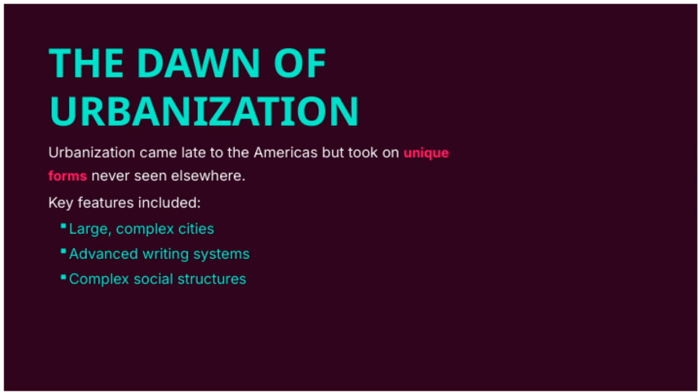Now, it's important to note that urbanization arrived later in the Americas compared to other parts of the world. But what's fascinating is that it developed in its own unique ways, shaped by local environments, resources, and cultural traditions, creating forms of urban life never seen anywhere else. So, in this phase, we see the emergence of highly organized, advanced societies that laid the groundwork for future civilizations, all within a distinctive American context. This demonstrates how urbanization is a global phenomenon, but one that takes on different expressions depending on where it happens.